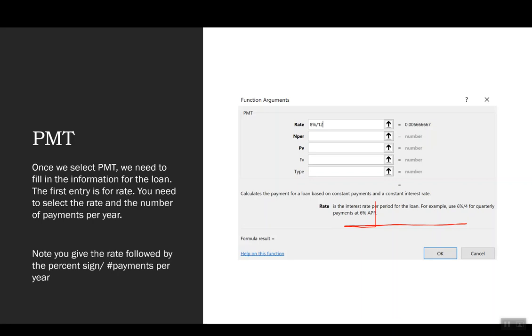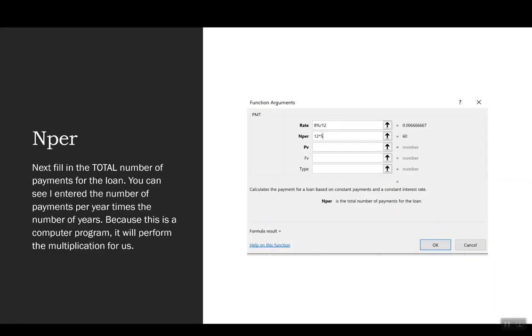I put 8% over 12. And then I go to the NPER. So NPER says what's the total number of payments. So it's not how many payments a year, it's how many payments in total. And you can see that again right here.